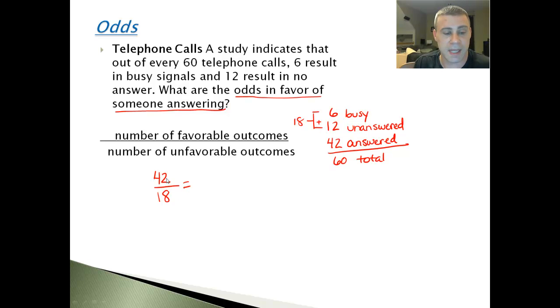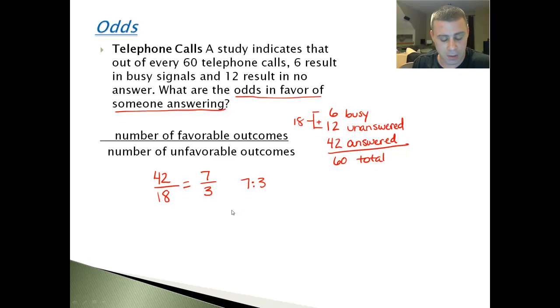Now, can you reduce 42 over 18? Yes. 6 goes into both of these. 6 goes into 42 7 times, and 6 goes into 18 3 times. So again, you're going to write it as a fraction, 7 over 3, if you can reduce it like we did here. The difference is you can also write odds as a ratio and say 7 to 3. So there's 7 to 3 odds that someone will answer the phone.